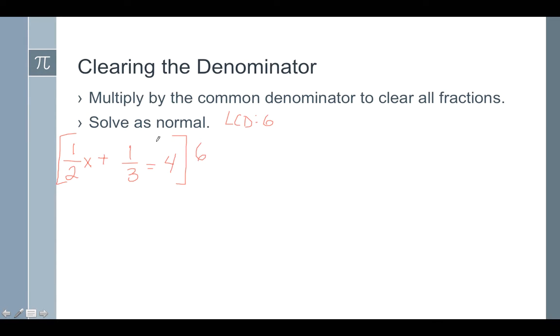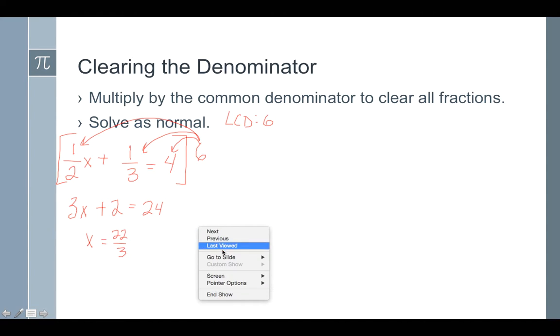So I'm going to multiply this entire equation by 6. I'm going to take the 6 and multiply it by 1/2 x, and I'm going to get 3 times the x. Then I'm going to take the 6 and multiply by the 1/3, and I get a 2. And lastly, I'm going to multiply by that 4, and I'm going to get 24. And then you solve this as normal. So that's why I said solve as normal. Subtract 2, divide by 3, I get 22/3. So that would be an Algebra 1 level question. It's still a linear equation, and that's the only thing you're going to have to do.